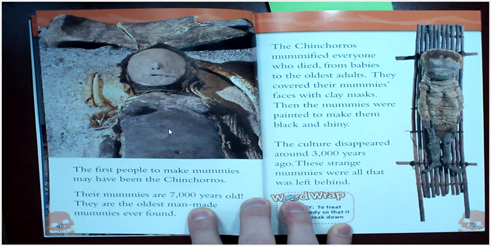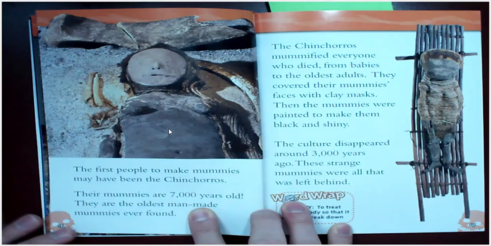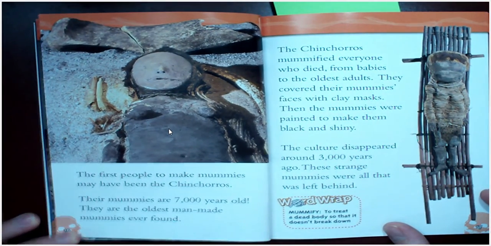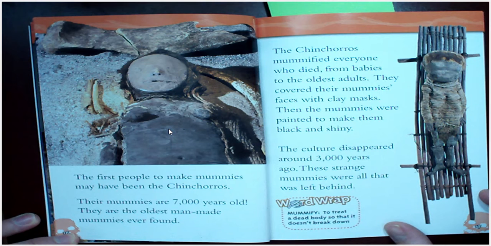So let's take a look. The first people to make mummies may have been the Chinchorros. Their mummies are 7,000 years old. They are the oldest man-made mummies ever found. The Chinchorros mummified everyone who died, from babies to the oldest adults. They covered their mummies' faces with clay masks. Then the mummies were painted to make them shiny and black. The culture disappeared around 3,000 years ago. These strange mummies were all that was left behind.